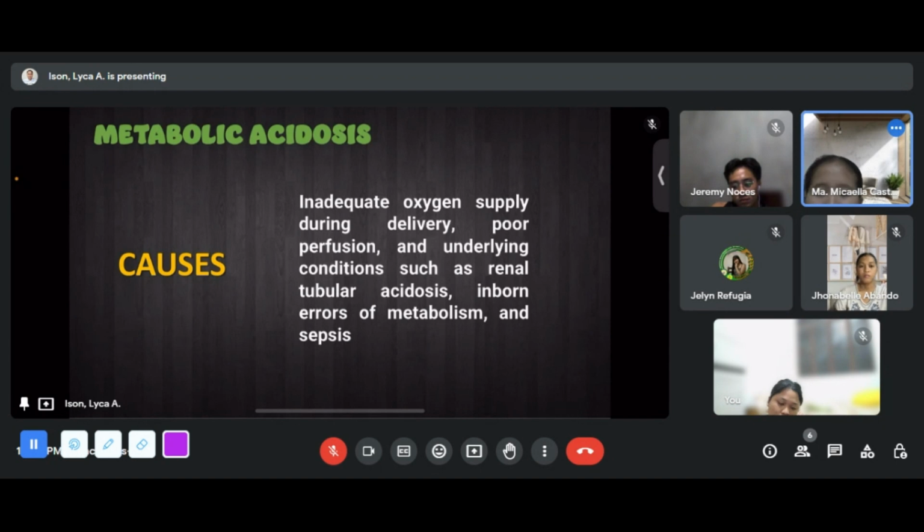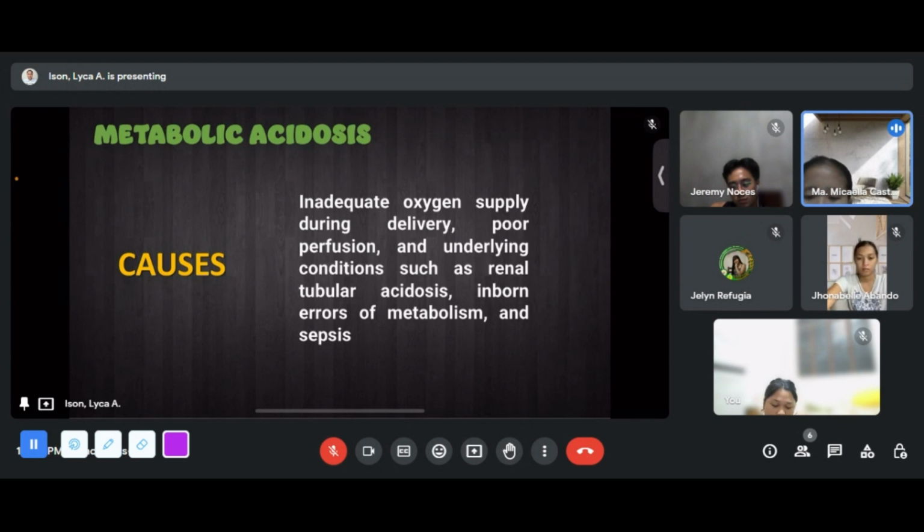Then yung underlying conditions such as renal tubular acidosis. So, ang renal tubular acidosis ay isang condition in which kidneys are not able to remove acid from the body effectively. Kung mayroong ganitong kondisyon, maaaring mag-accumulate ang mga acid sa katawan at magdulot ng metabolic acidosis.